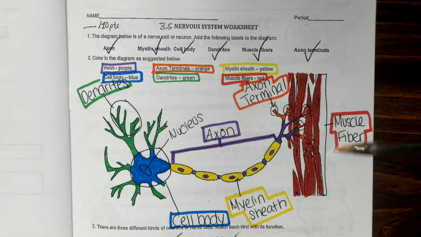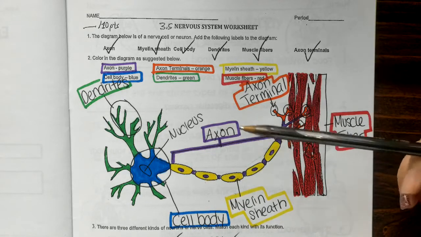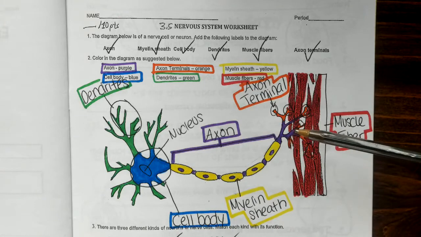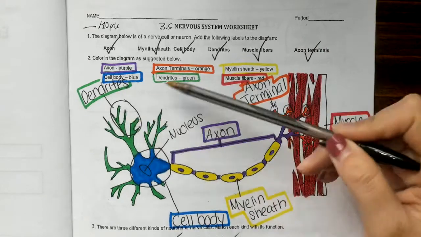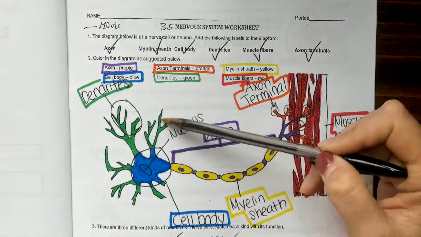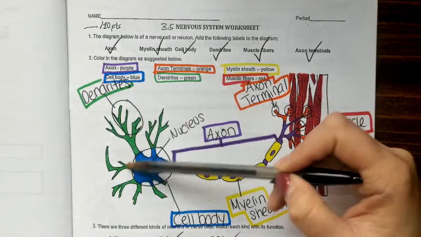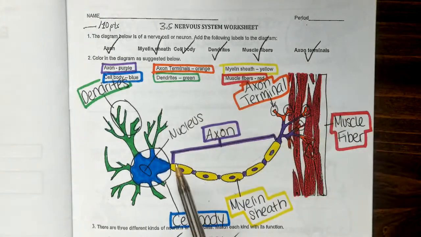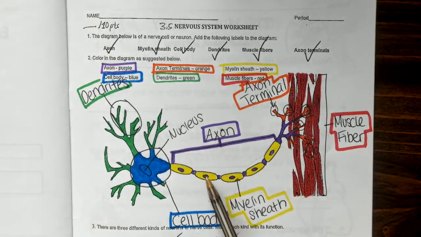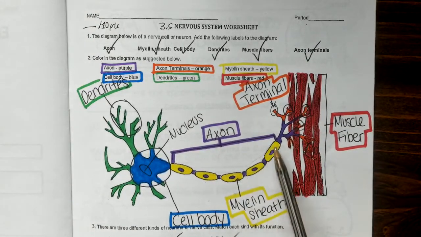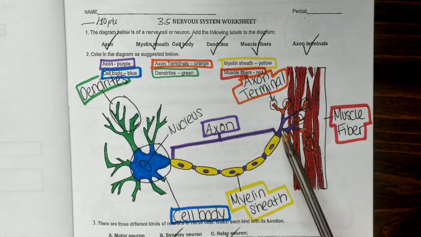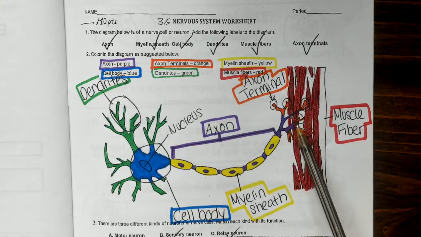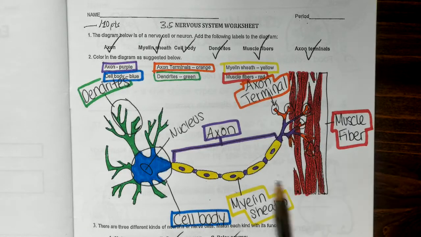Okay, so you should have finished coloring and color coordinating your neurons. So here we have the dendrites, they were green, and that's what you should have colored. Here we have the cell body, and that is blue. Then we have the axon. You can see the axon showing through the myelin sheath a little bit, and then even coming and extending up here is still part of the axon.